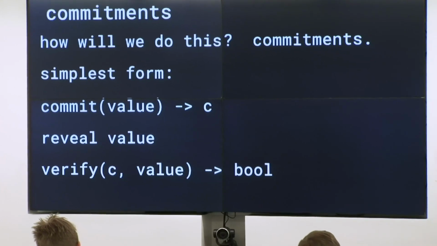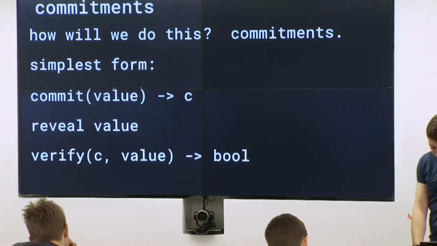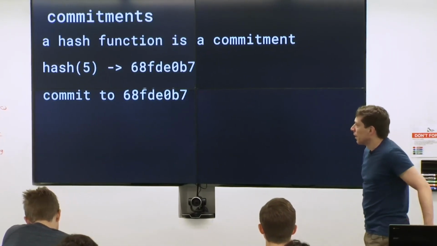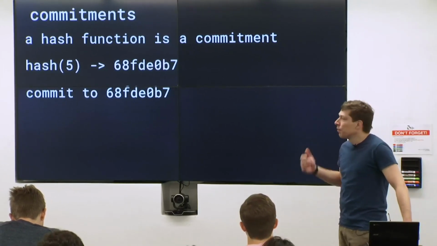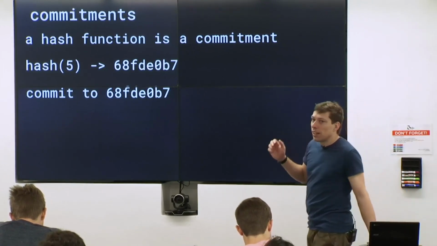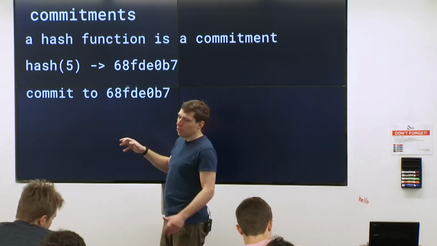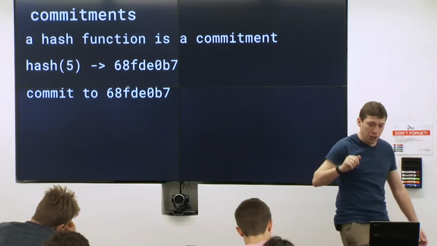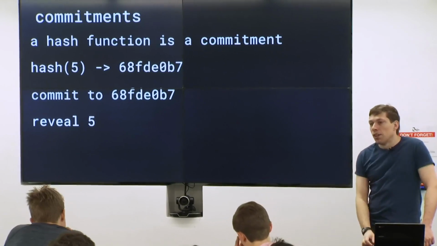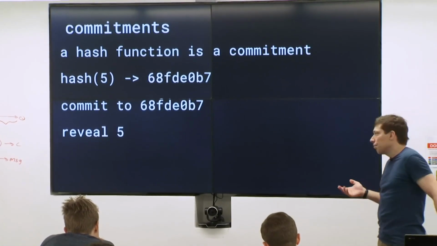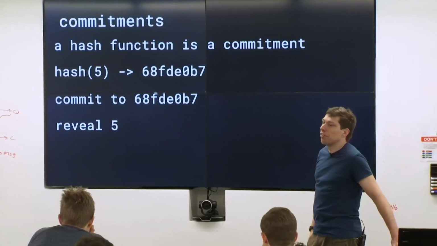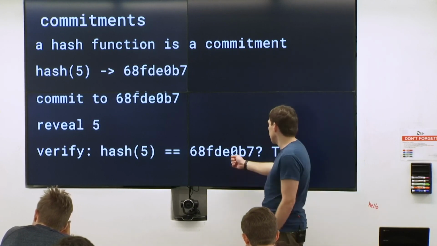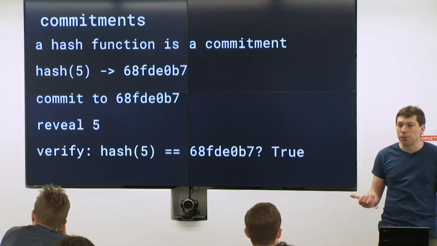And then there are certain properties you'd want, but I think I have slides about that. So a hash function is a commitment, right? I can say the hash of 5 is 68FD whatever, and I publish this. I tell everyone, okay, I'm committing to something. I'm not going to tell you what exactly, but here's this 68FDE0B7, some long hash output. And then I reveal, days later, hey, the thing I was committing to was 5. And then everyone can check: let me throw 5 into my hash function. Oh yeah, it was this. Okay, true.